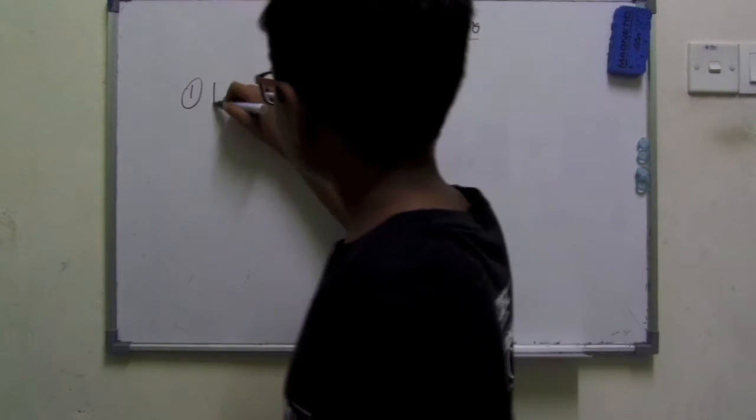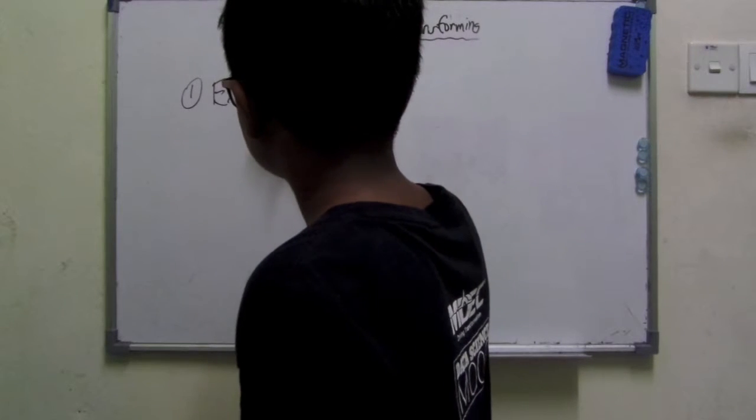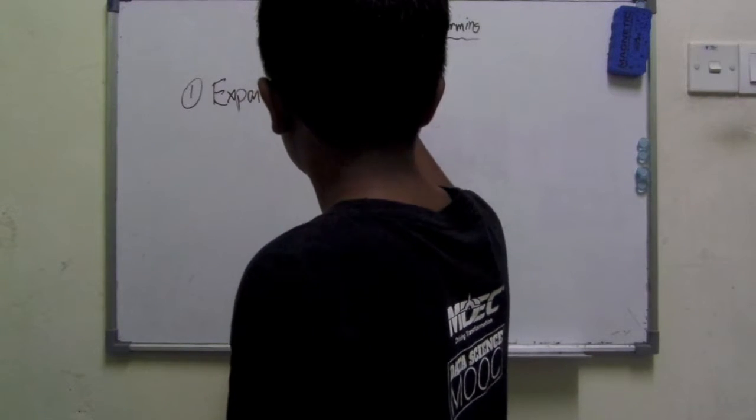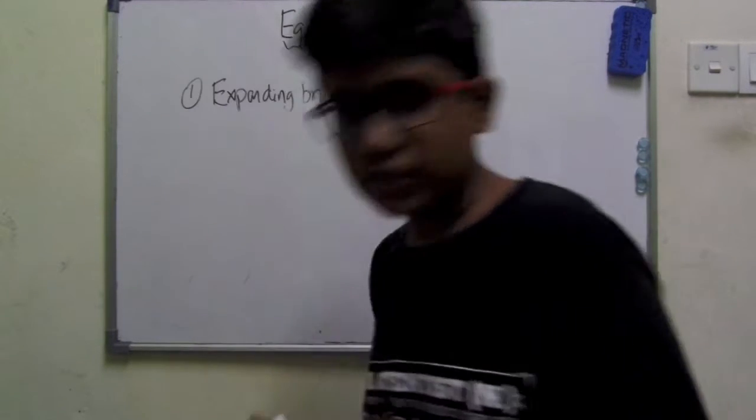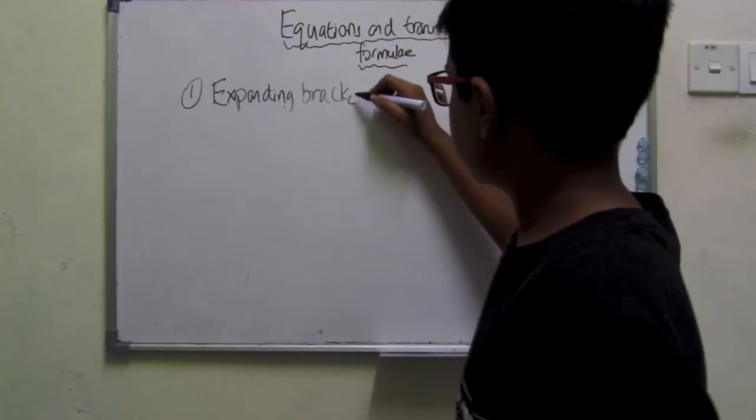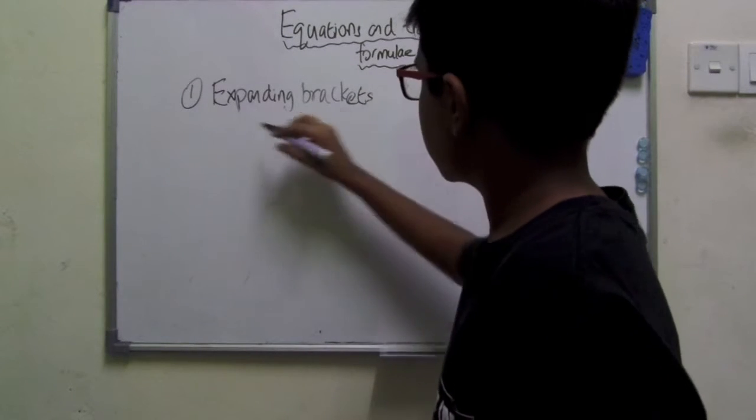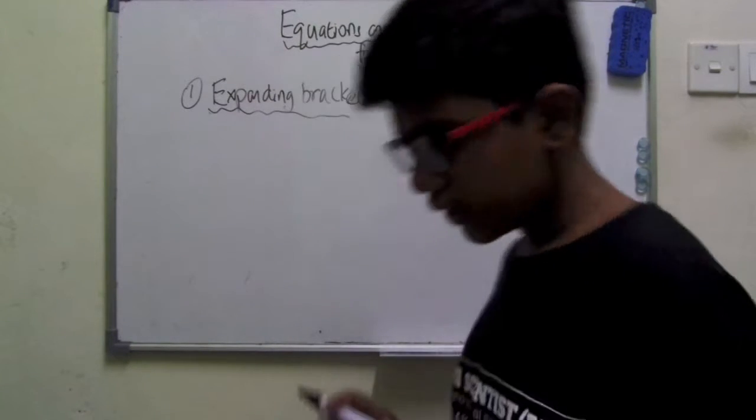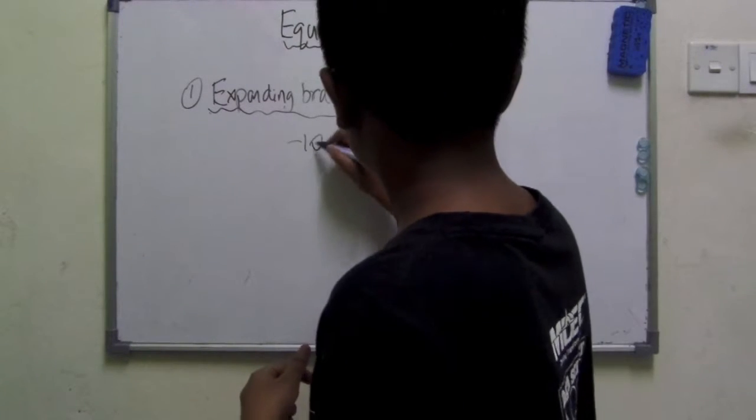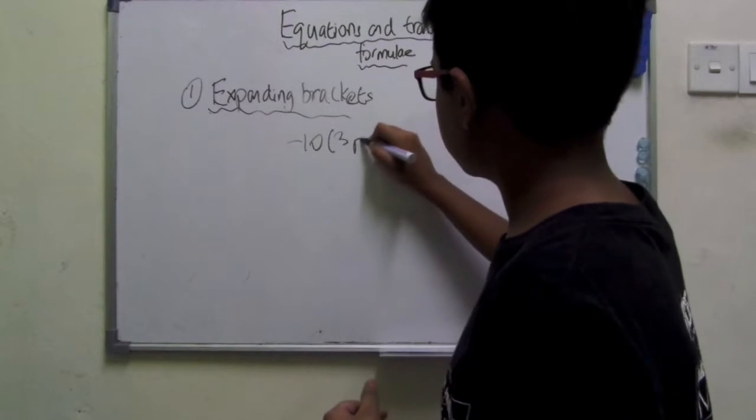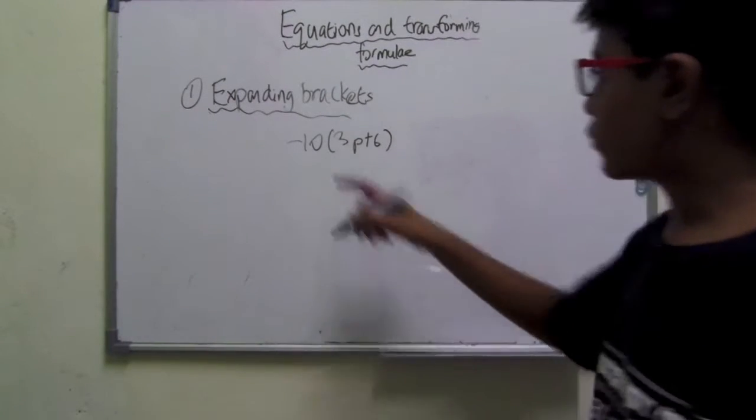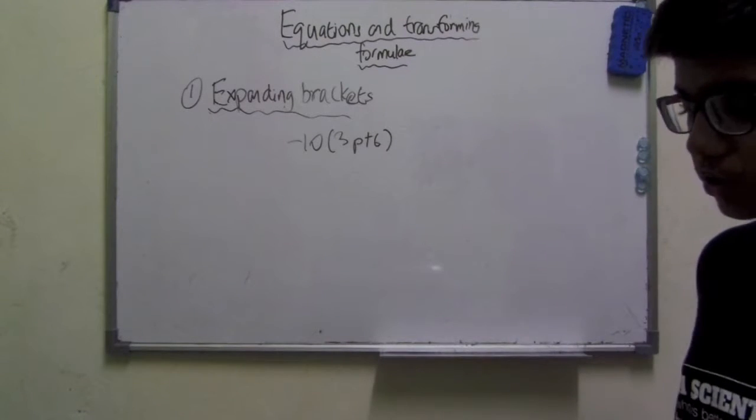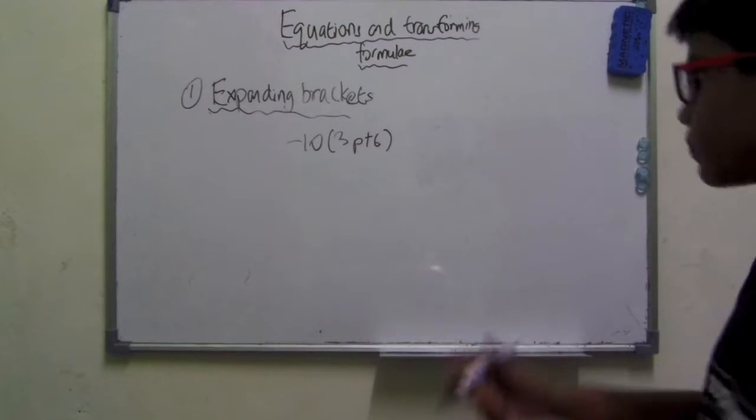Okay, this is something that's incredibly easy. You can expand brackets. It's basically a piece of cake. We've done this long ago, and this is just like a revision to what you've already done. So if we can start with something like negative 10, open bracket, 3p plus 6. And they ask you to expand this.